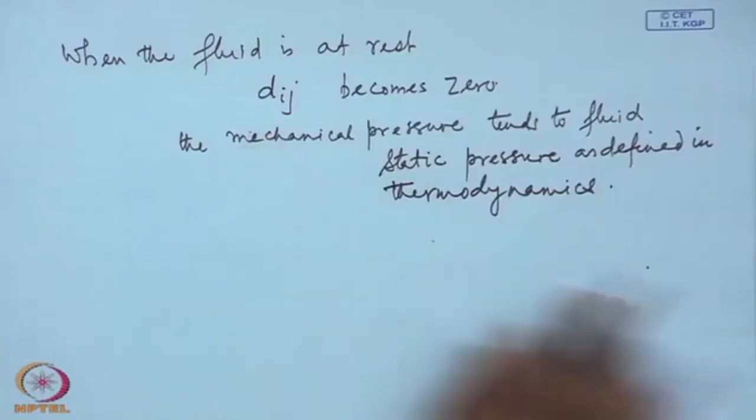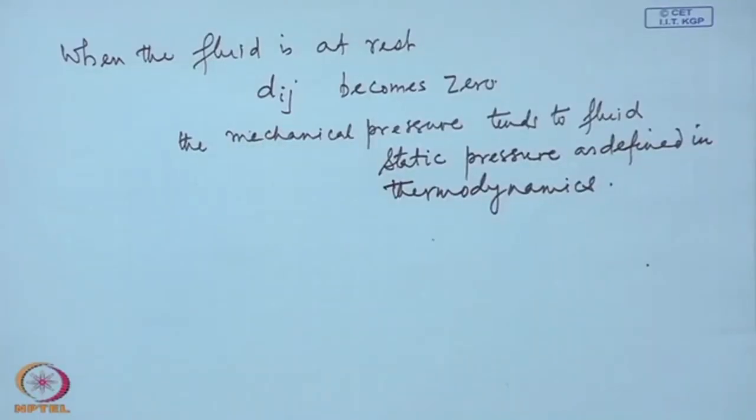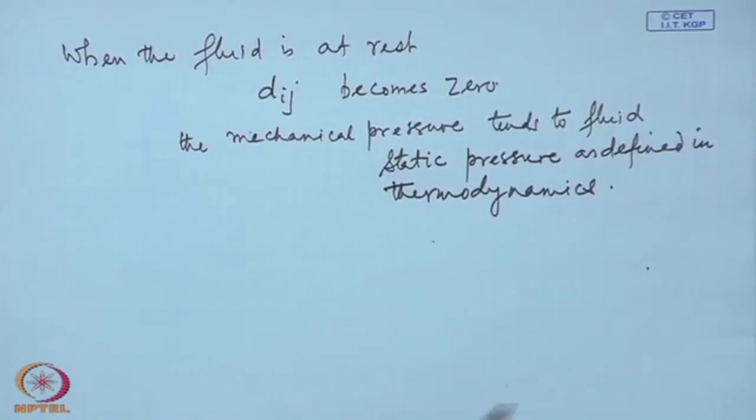So, we can further assume that it depends only on the velocity gradient alone, nothing else. This is just an assumption. However, even that is not sufficient to state something about this stress, because if it depends only on the velocity gradient, then how does it depend on the velocity gradient?